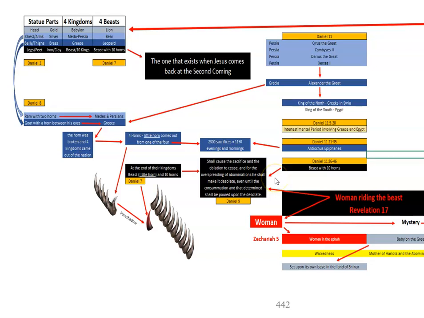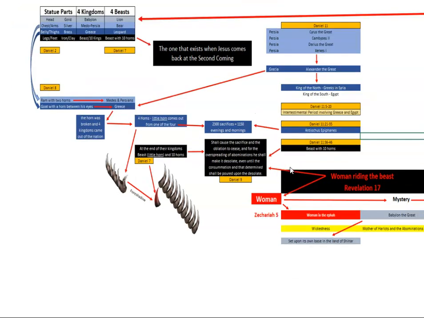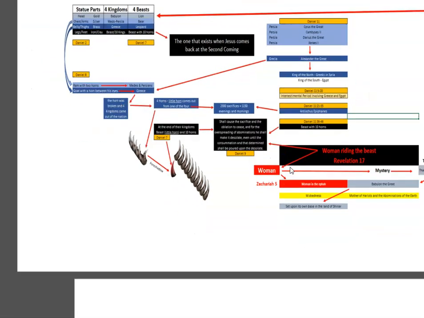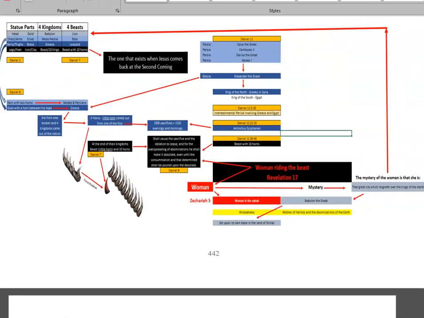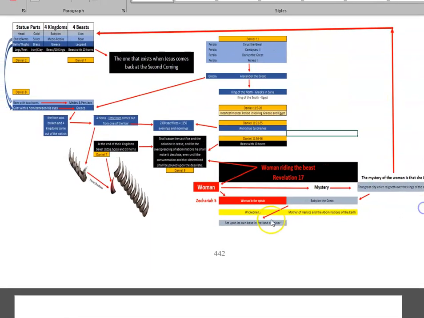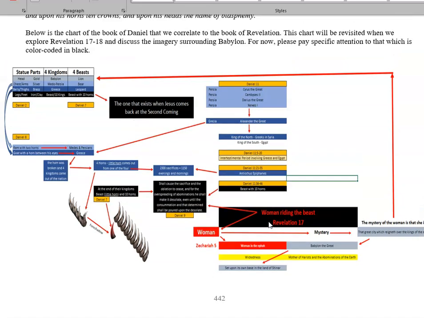The king shall do according to his will. The king of the locusts, the angel of the bottomless pit, shall do according to his will. He shall exalt himself, magnify himself above every god, shall speak marvelous things against the God of gods, and shall prosper till the indignation be accomplished. Revelation says, given him power to continue 42 months, for that is determined shall be done. So that's where I ended this for now.